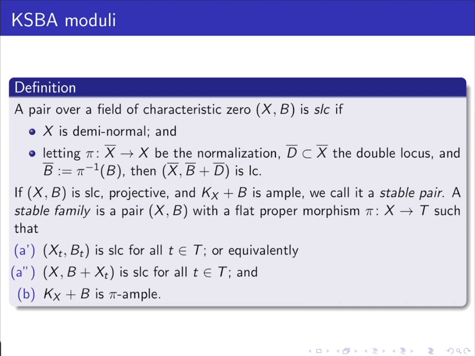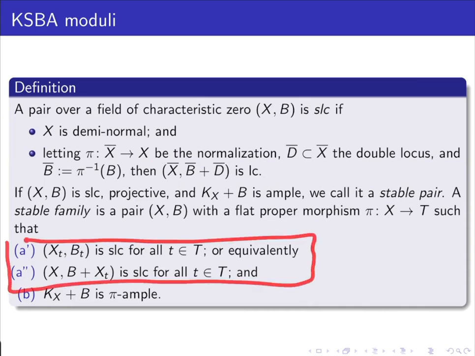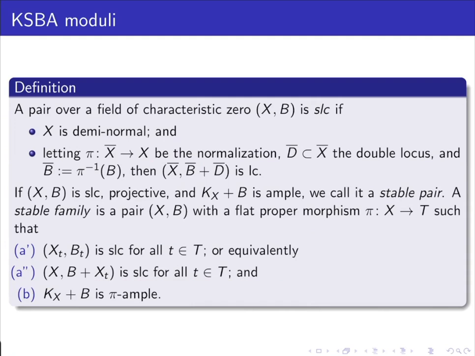Now, this will come back again later, so please try to remember this equivalence of A, A prime and A double prime. This is a form of adjunction or inversion of adjunction, but a very general one. I'm assuming characteristic 0 here because this equivalence, as we will see, is no longer true in characteristic p.